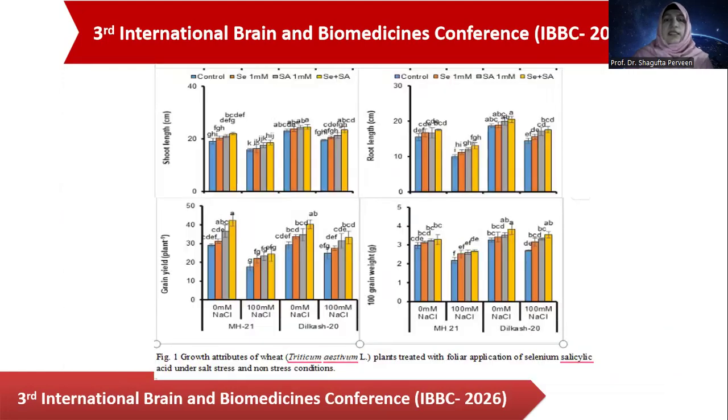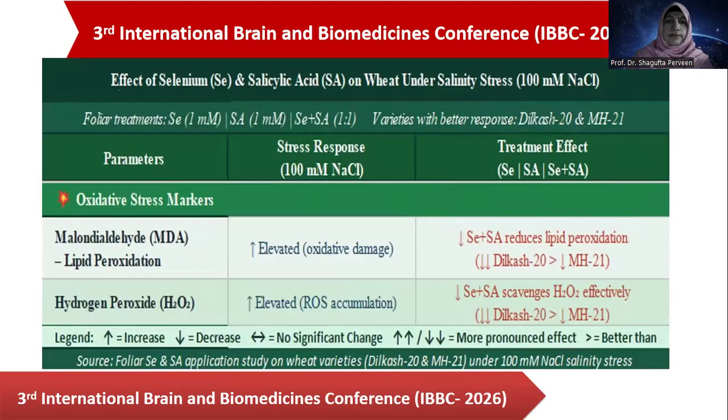conditions. These are the graphical and statistical representations of the results that show that shoot length, root length, grain yield per plant, and grain weight decreased under salt stress. However, different foliar applications significantly enhanced the growth attributes in both wheat varieties. And of the two wheat varieties, Dilkash 20 was higher in grain yield per plant and shoot and root length.